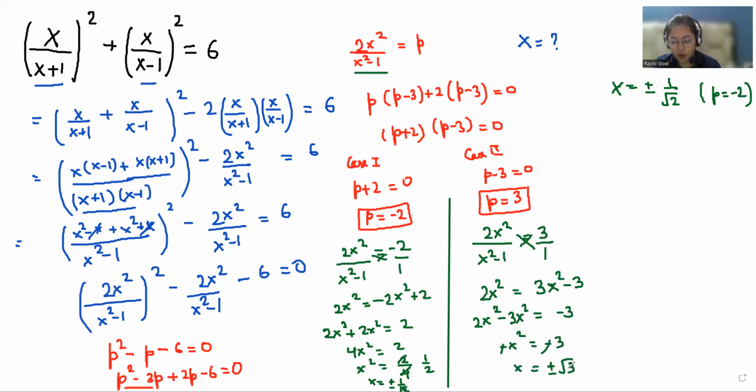So we have two sets of values of x. One is ±1/√2 for p = −2, and ±√3 when p = 3. I hope it's clear and easy to solve.